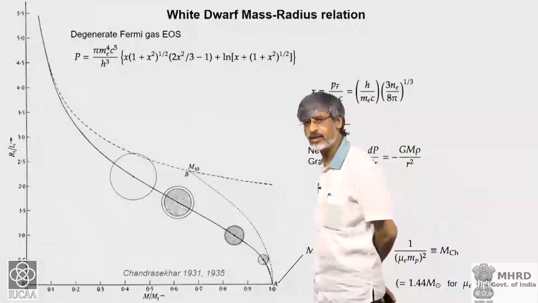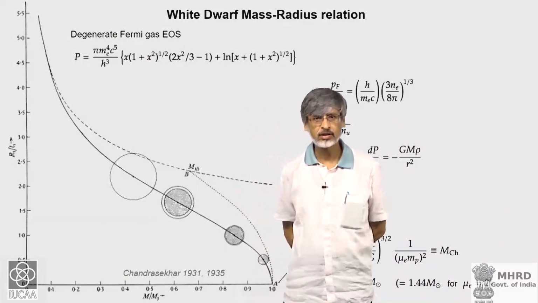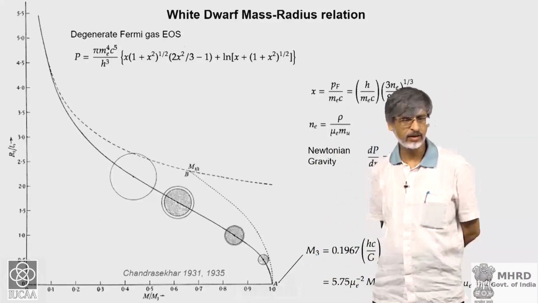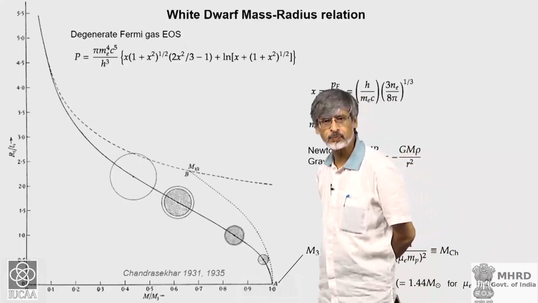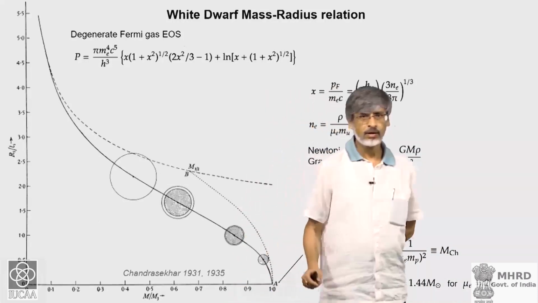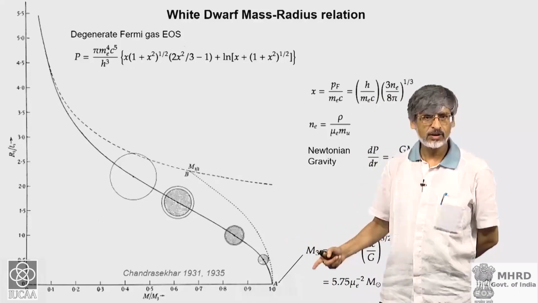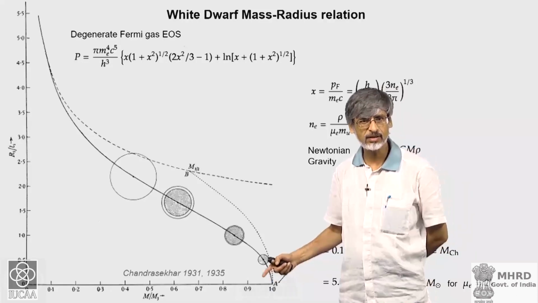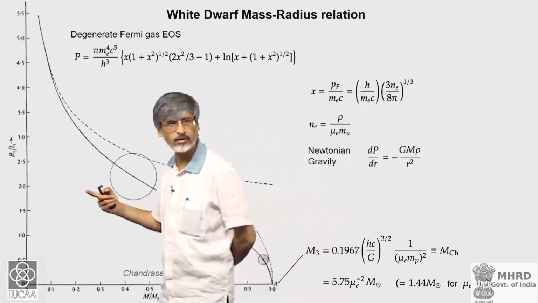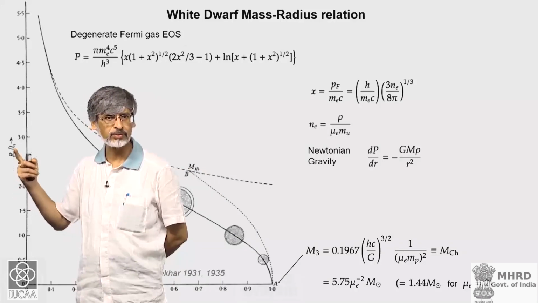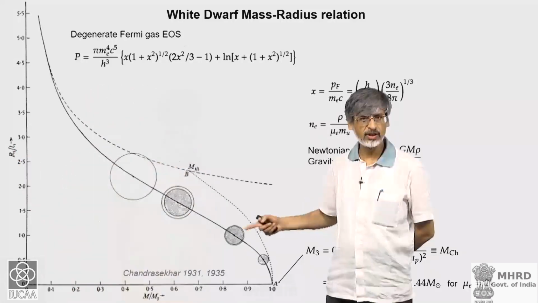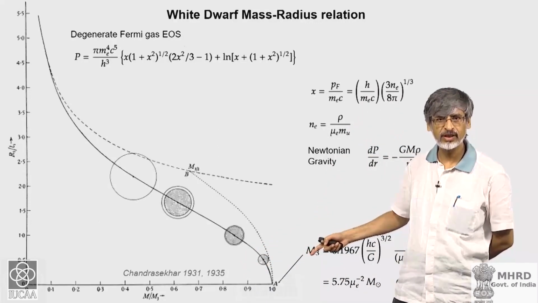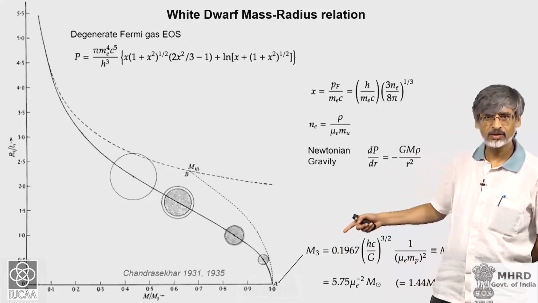Here I reproduce a figure from Chandrasekhar's own work in 1931 and again in 1935, where he plots the mass of a white dwarf on the horizontal axis and radius of a white dwarf on the vertical axis. Both these are normalized units. The mass is normalized to a number called m3. The expression of this is given here.